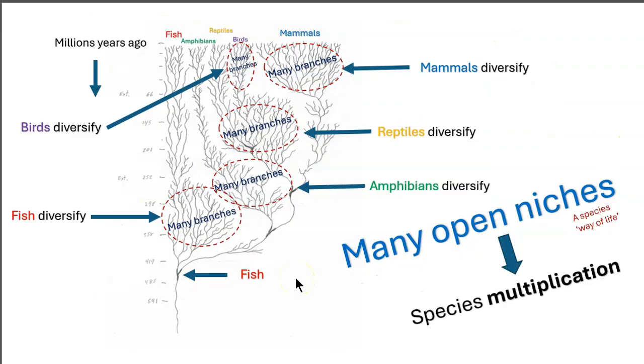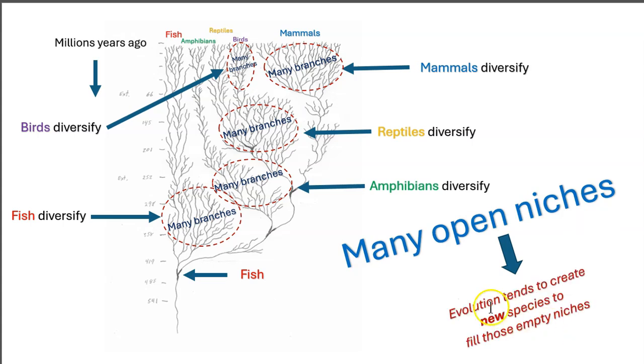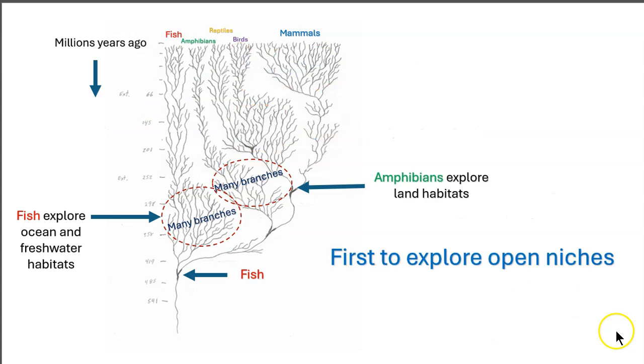And the expansion of those vertebrates across the surface of the planet can be seen on our tree. These are the regions of where there's a lot of branches on the tree. And that indicates there were many open niches. So lots of different ways of making a living for that first species encountering a new environment. And so you tend to get species multiplication. Evolution tends to create new species to fill those empty niches.